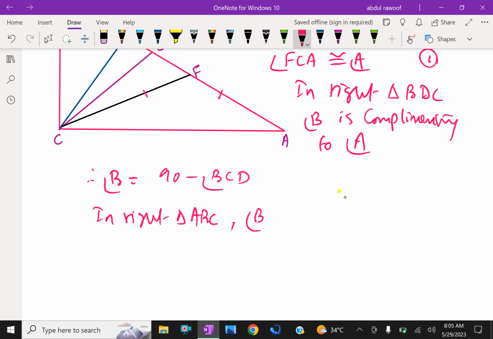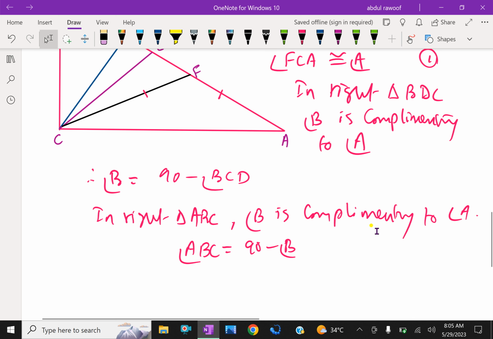Here in right triangle ABC, B is complementary to angle A. Therefore, you can write angle B equal 90 minus angle ABC. Angle ABC, angle B is complementary to angle A. Therefore, you can say simply angle B is 90 minus angle A.